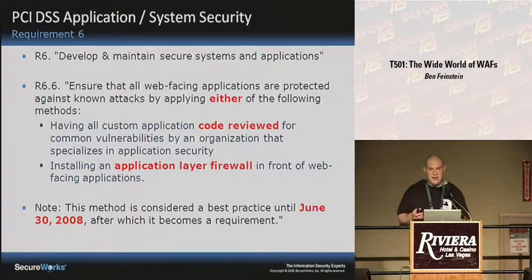And they give organizations a choice of how to comply with this. You could either do code review, and that could be manual code review. It could be automated code review. And there's not a whole lot of clarity around what they mean by that. And also, you can install a web application firewall in front of your web-facing applications. So the PCI Council has kind of set this up as an either-or. You can do code reviews, or you can do application firewalls. If you want to do both, great, but you don't need to.